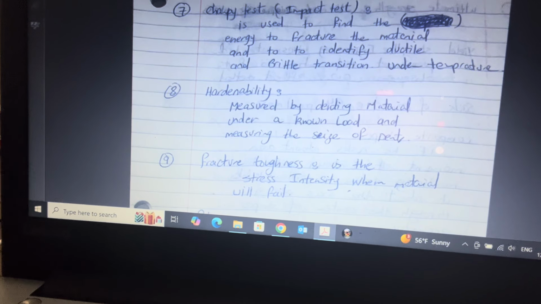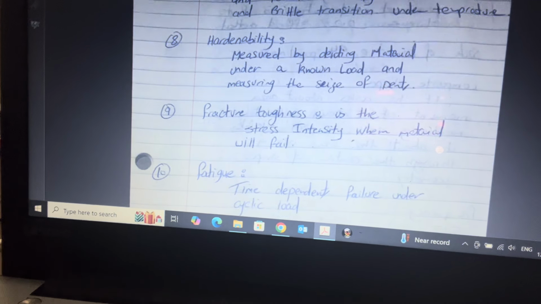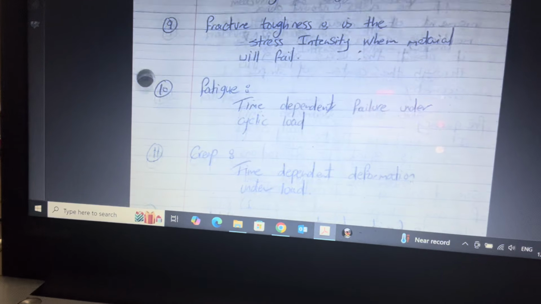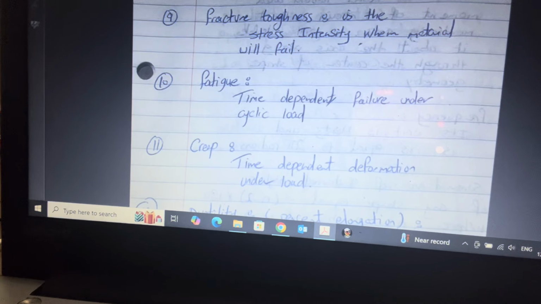Next point we have is the hardenability. The hardenability of the material is measured by denting the material under a known load and measuring the size of the dent. We have also the fracture toughness. The fracture toughness is the stress intensity at which the material will fail.